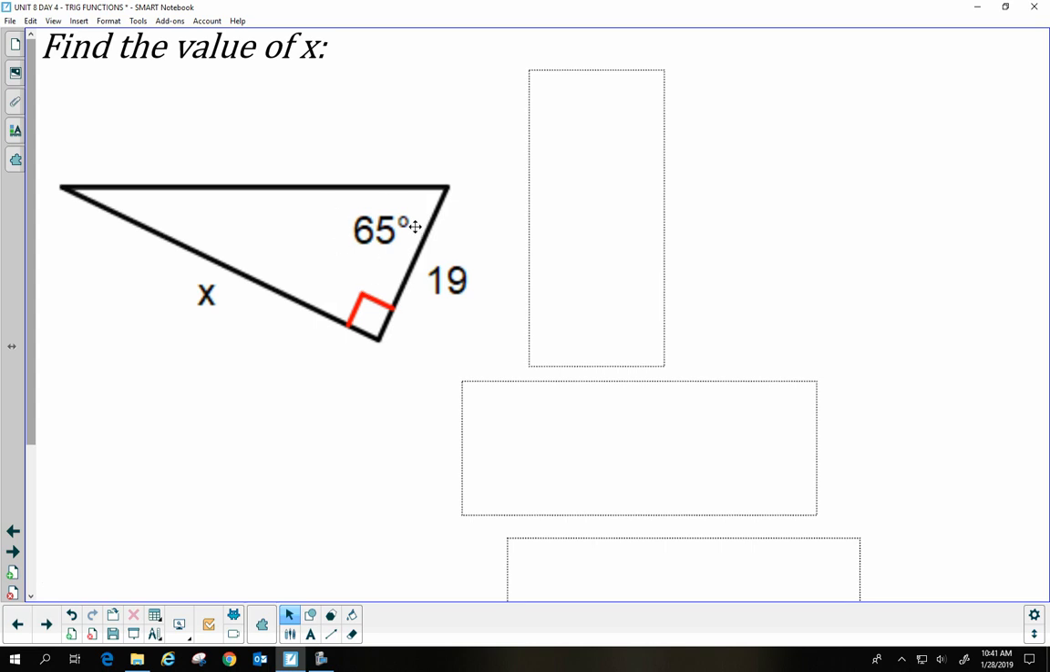In this one, I don't have a 45, I don't have a 30, and I don't have a 60. I only know one side length, 19, and so I need to use trig to find out how long this leg is. So x is the side across from the angle I have, and so I'm going to say that's the opposite angle, or opposite side. That's my hypotenuse, it's across from the 90, and so 19 here is my adjacent side.